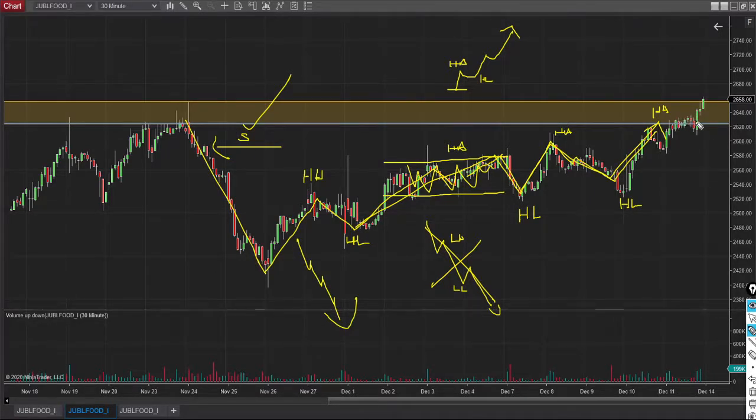So somehow these sellers are not interested in moving the stock price further down. And when price approached this supply zone one more time after creating a balance, buyers have won. So buyers will make an attempt to move the price further upside. If the stock price moves up from 2685, it is going to test a new 52-week high. So this is how, once you have marked the demand and supply zone, look at the further development, the higher high, higher low development.